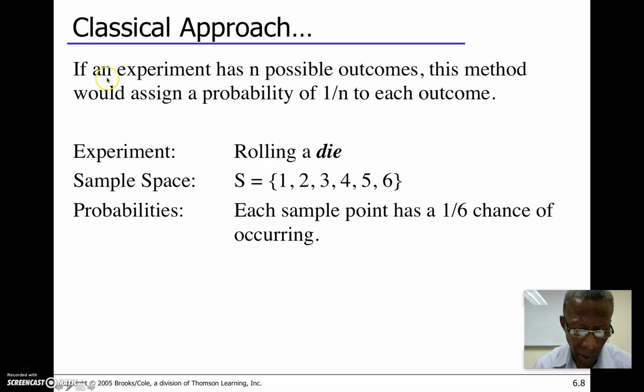We look at the classical approach. If an experiment has n possible outcomes, this method would assign a probability of 1 over n to each outcome. Example, rolling a die. The sample space is shown here. S equals 1, 2, 3, 4, 5, 6, showing all the possible outcomes. Each sample point has a 1 in 6 chance of occurring. There are 6, and using the classical approach, we assign 1 over n, 1 over 6 to each outcome. So the probability of getting a 4 or 3 or 2 or 1 or any outcome is 1 out of 6.